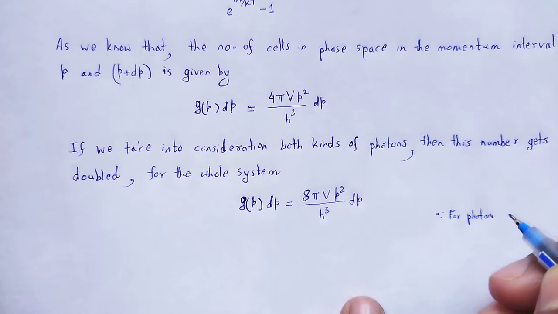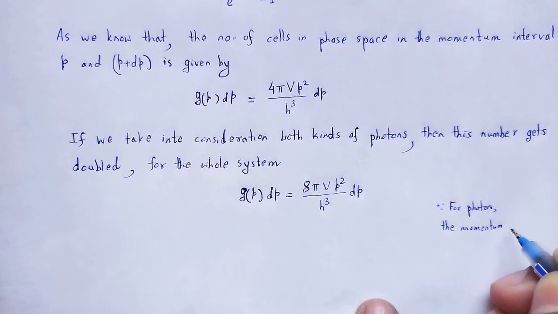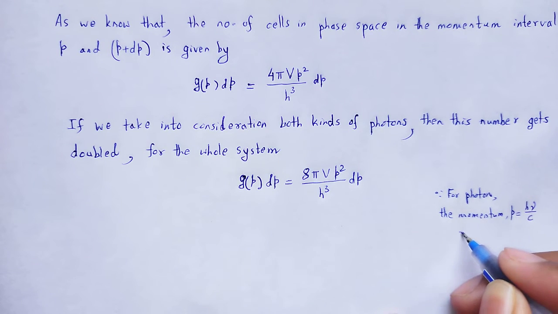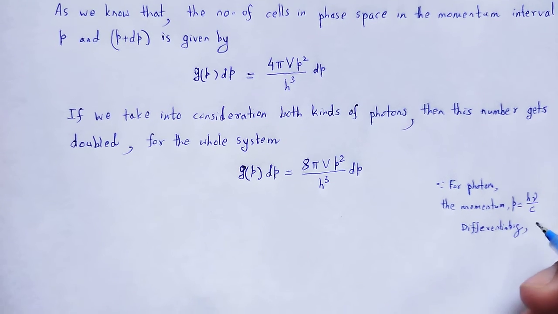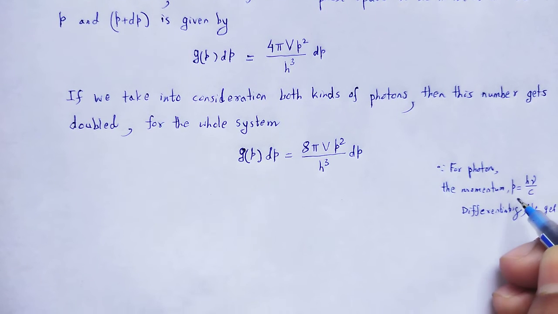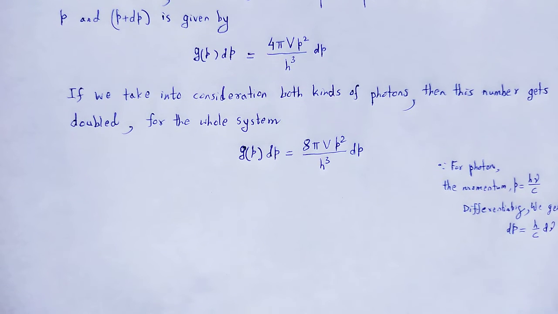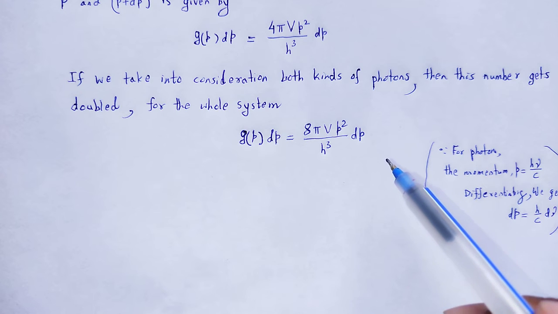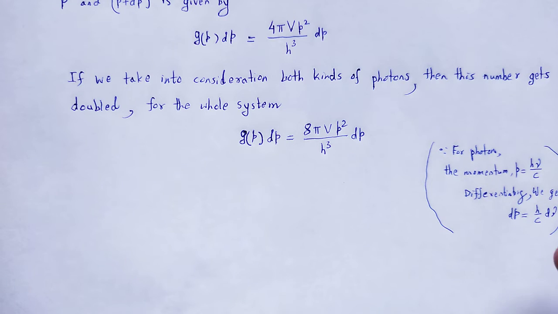For photon, the momentum p is equal to h nu by c. Differentiating, we get dp is equal to h by c d nu. In place of dp, we use d nu, and that momentum range now changes to that of frequency range, nu to nu plus d nu.